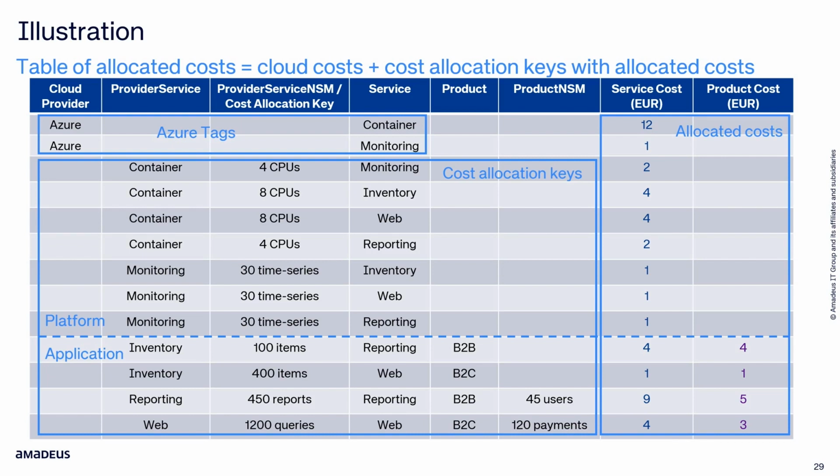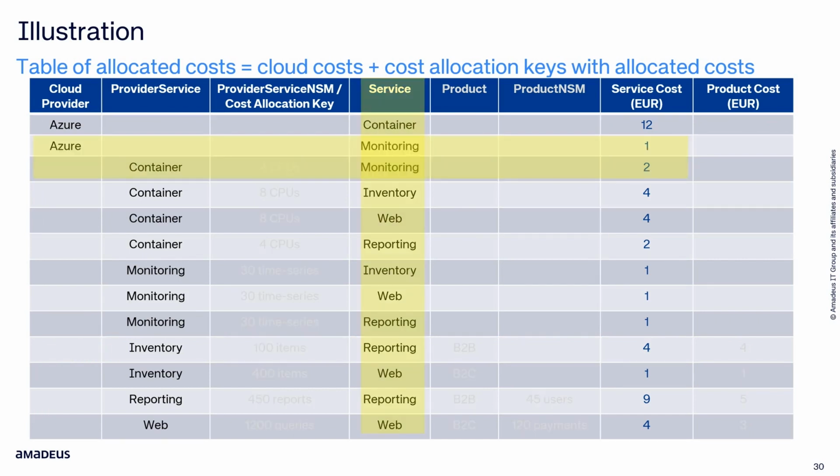The allocated cost table contains two cost columns which appear on the right-hand side. The cost allocated to the services in blue and the cost allocated to the product in purple. Note that only the lines whose provider service is an application, like the web application, contain a product cost. The product cost is a portion of the application cost that is allocated from platform services, knowing that the application cost coming from the called application is already allocated to product by the latter.